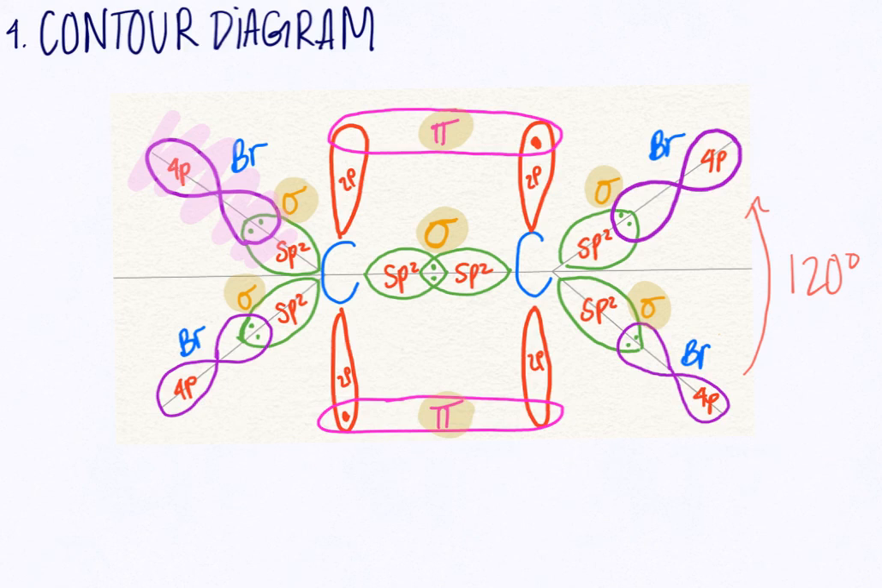As I've said previously, if there were lone pairs or any free radicals for trigonal planar, it will affect the bond angle of the molecule, making it less than 120 degrees because the lone pair bonding pair repulsion is greater than the bonding pair repulsion.